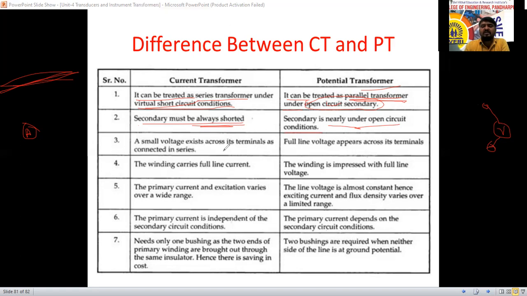A small voltage exists across its terminal as it is connected in series, because the resistance is very small here. The voltage drop across this resistance will be small only. So if the high voltage is there, then just a minute.